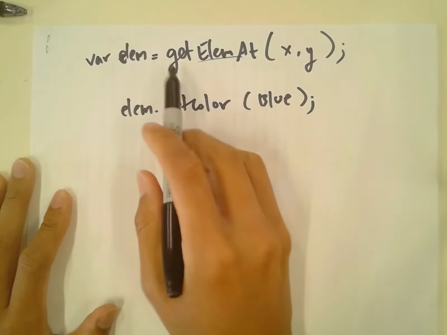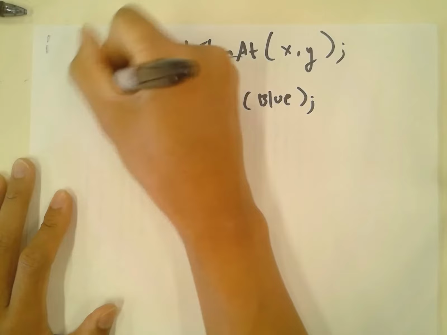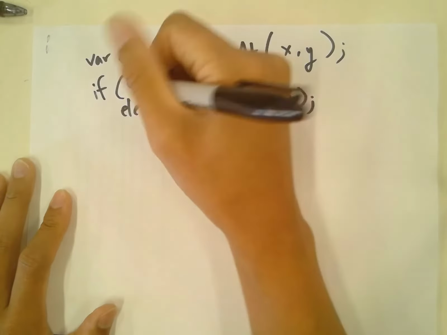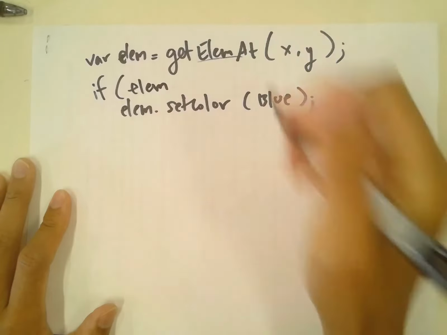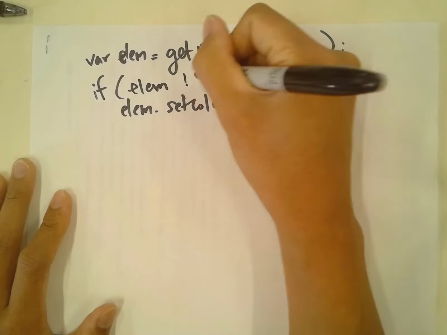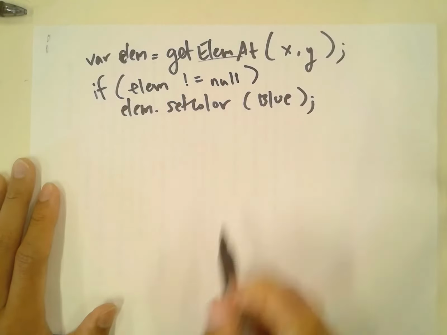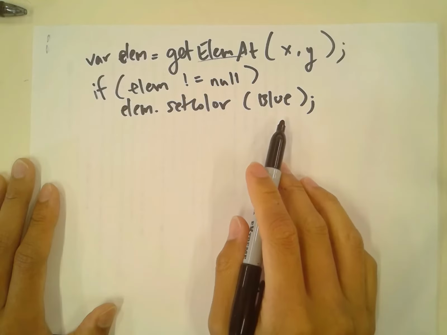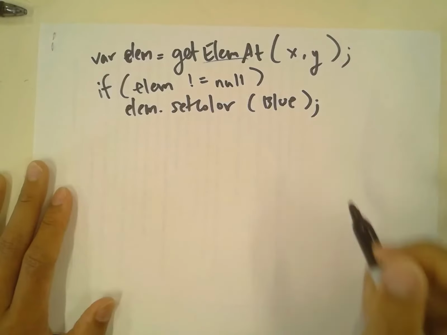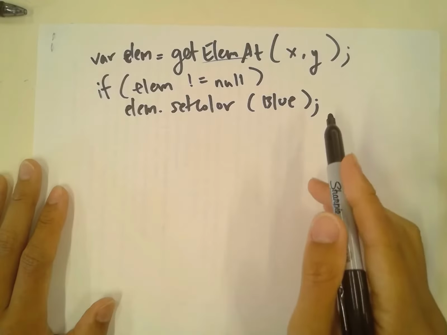So whenever you use getElementAt, you must have an if statement. And the if statement is saying if there is a shape object in there. So how do we check if there's a shape object in there? We check if elem is not equal to null. So if elem is not equal to null, then set the color.